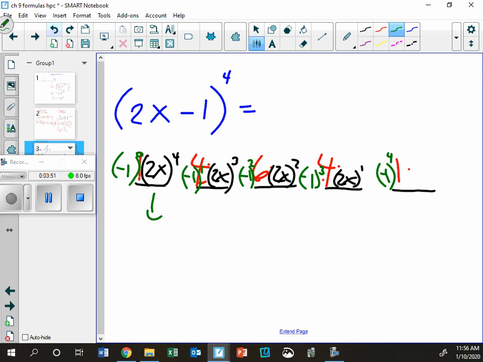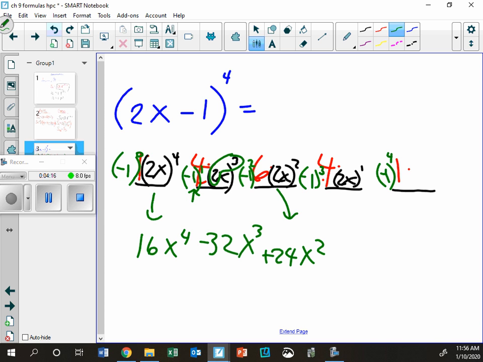Here's your final answers. 2 to the fourth is 16, x to the fourth. And this one's got a negative 1 to the 1, which makes it negative. 2 to the third is an 8 times the 4 is 32, negative 32, x to the third. This one, negative 1 gets squared, so it's not negative. 2 squared is 4, 4 times 6, 24, x squared. And then negative 8x, and last but not least, plus 1. Whew, there it is. Raise your hand if you binomial expanded.